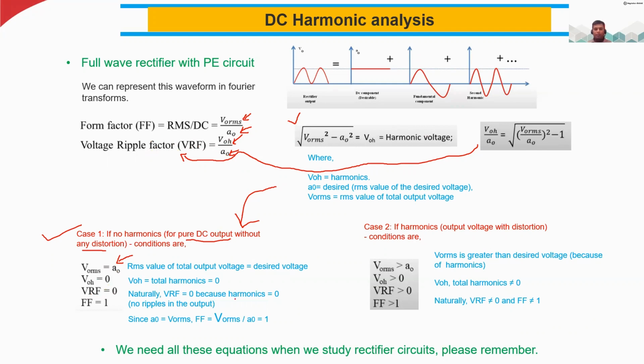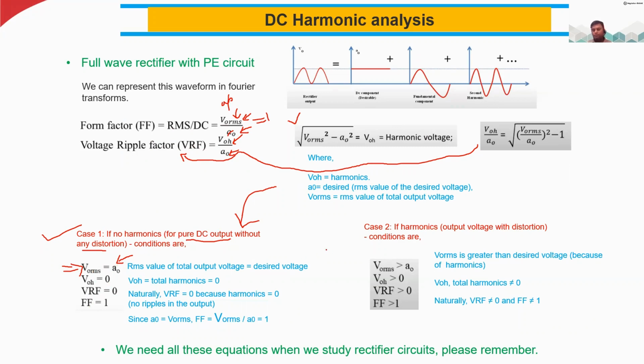Naturally, it becomes 0. And what is the form factor FF? The formula is VORMS divided by A naught. Here we already found that VORMS is equal to A naught. So I apply this, VORMS is equal to A naught. Then A naught cancels, so it will become 1. So that is the form factor. Form factor is equal to 1 for this case. Since A naught is equal to VORMS, then FF is equal to 1. This is the perfect case.